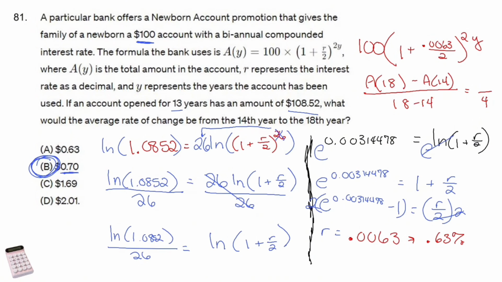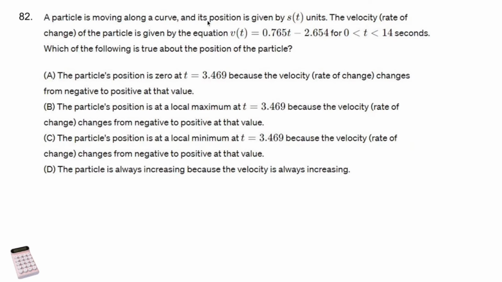So hope this helps. A particle is moving along a curve and its position is given by s of t units. The velocity, also known as the rate of change of the particle, is given by the equation v of t equals blah, blah, for t between 0 and 14, but not including. I probably could have included those. Doesn't make a difference. Which of the following is true about the position of the particle? This is a problem that I made and I was inspired by calculus. They love to give you the particle velocity type questions. And this is what the question is asking.